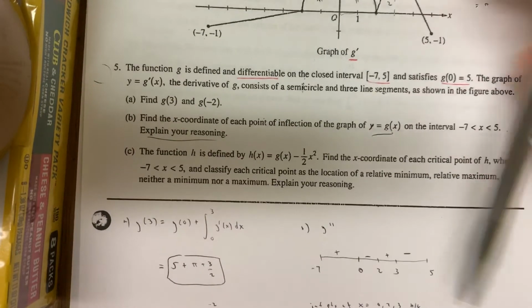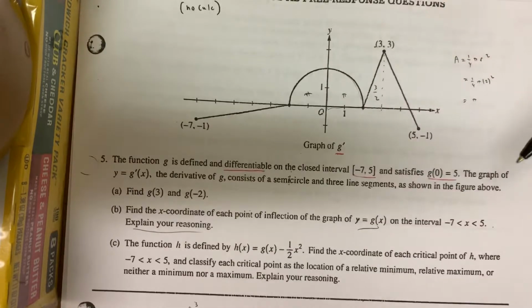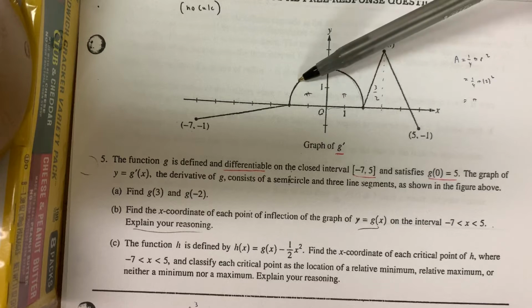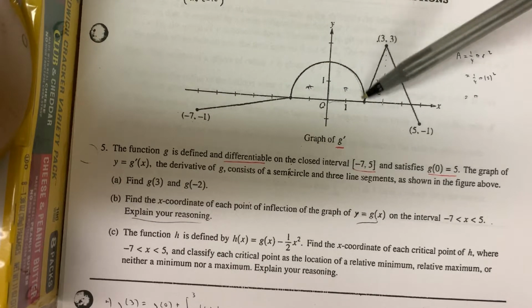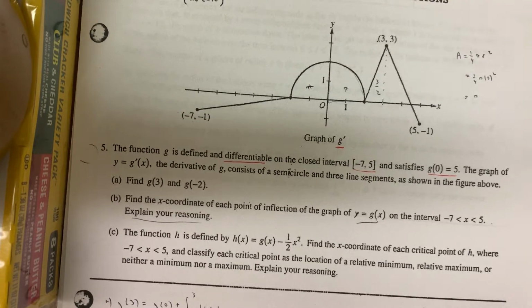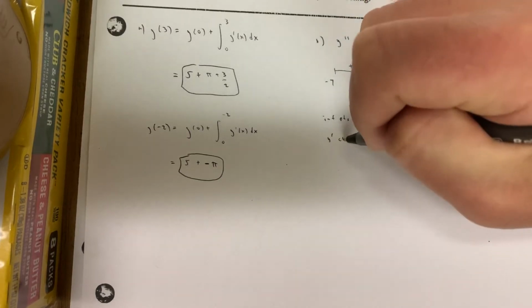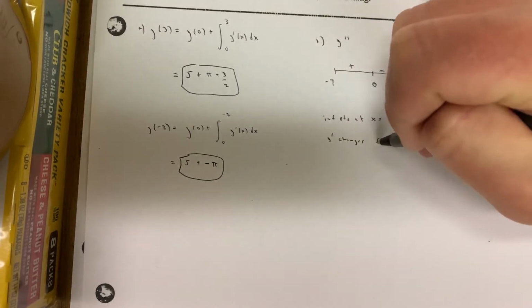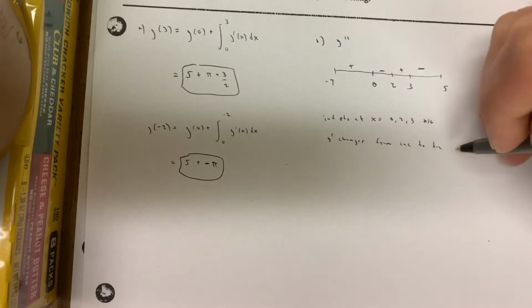It's the better way to go. What happens at 0, 2, and 3? What happens to the graph of G prime at 0? Oh, it changed from increasing to decreasing. What happens to the graph of G prime at 2? Oh, it changed from decreasing to increasing. What happens to the graph of G prime at 3? Oh, it changed from increasing to decreasing. That's your justification, because G prime changes from increasing to decreasing, or vice versa.